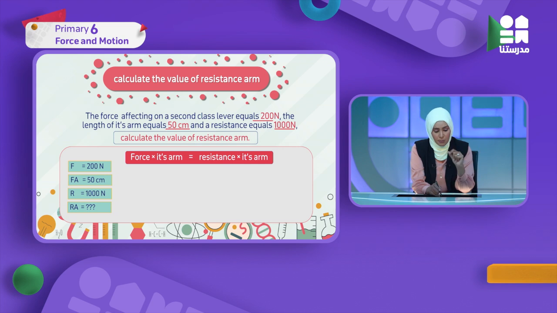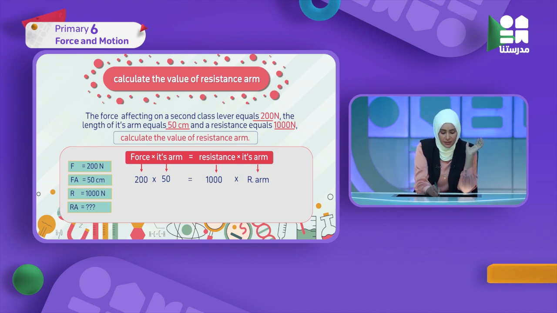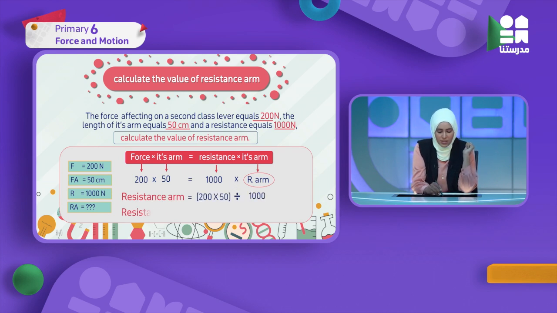Let's put the numbers in the problem. Force 200 times، اوعى تتلخبط وتعمل plus، times its arm 50 سنتيمتر equal resistance 1000 نيوتن times its arm. هنحطها زي ما هي resistance arm. هنعمل ايه؟ هنخلي resistance arm لوحدها in one side then and we will take the 1000 to the other side. هتبقى عاملة ازاي؟ 200 times 50 divided 1000 يعني 10,000 divided 1000 which is equal ل 10 سنتيمتر.